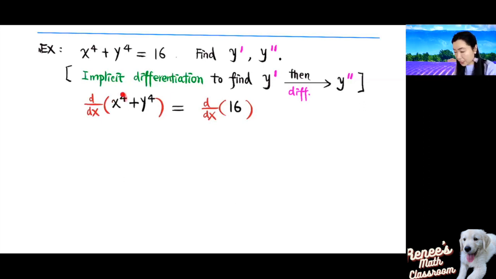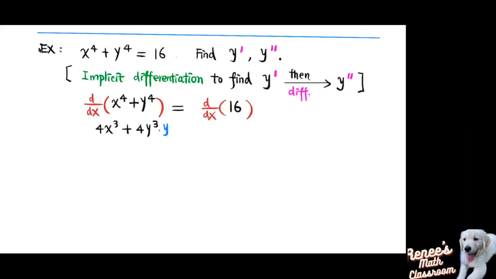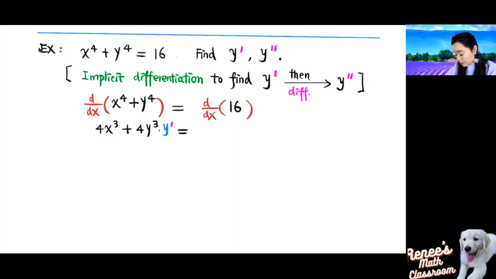Differentiating this with respect to x, I get 4x cubed. Differentiating this with respect to x, what do we get? 4y cubed. But that's not all. What else do I need to have? Times y prime. Done with this. On the other side, the derivative of 16 with respect to x is 0.